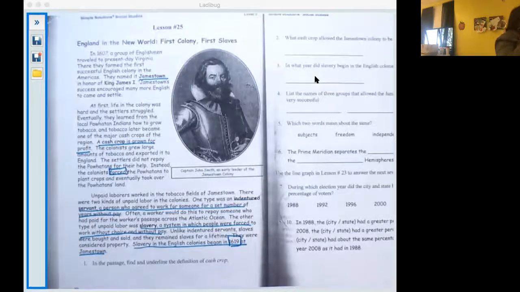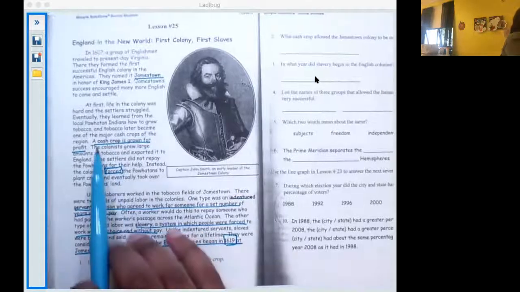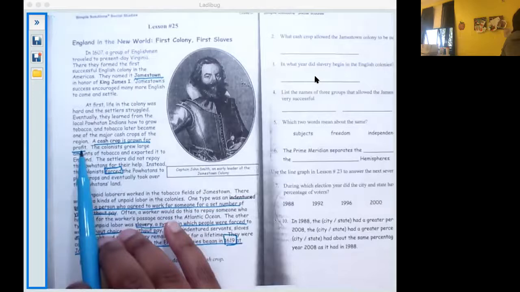Number one, and I think that we've already done this, in the passage, find and underline the definition of a cash crop. We said that a cash crop is grown for profit. So if you didn't underline it then, go ahead and underline it now, okay?